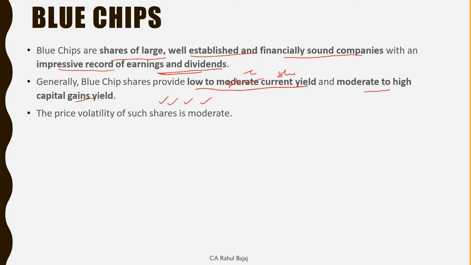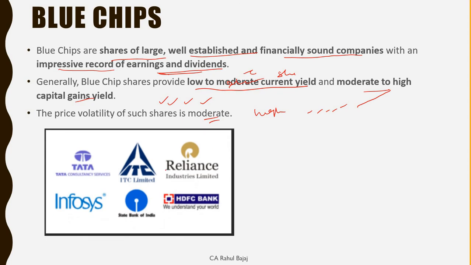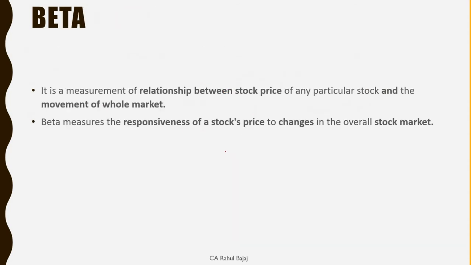Price volatility of such shares is moderate, not high, not low. So slowly, daily, moderately they will increase. What are the blue chip stock? Tata, TCS, ITC, Reliance, Infosys, SBI, HDFC. So only these are the blue chip stocks? No, these are just examples. There are many blue chip stock. You can go and search on web. You will get a list of blue chip stocks.